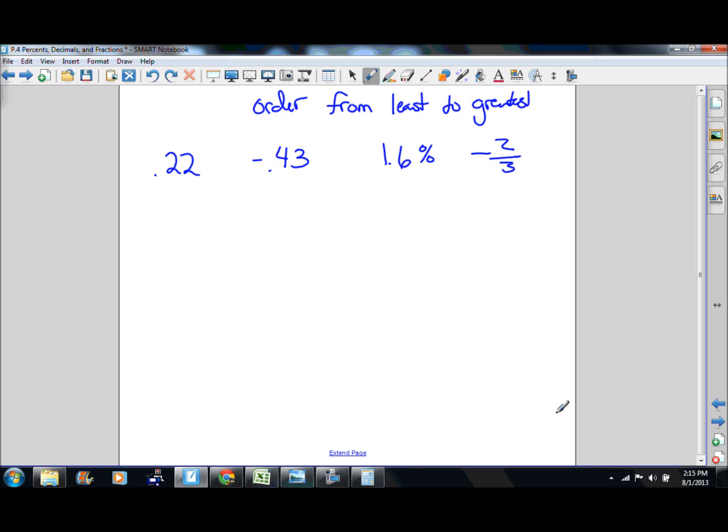For the last section, we're going to order from least to greatest. Now, some of these are percentages, some of these are decimals, fractions, whatever. We need to turn them all into something. And I'm going to turn them all into percents, and then we will be able to compare. I know that 0.22 is 22%. Negative 0.43 is negative 43%. 1.6, well, that stays the same. And negative 2/3, that's negative 0.667, which turns into negative 66.7%.